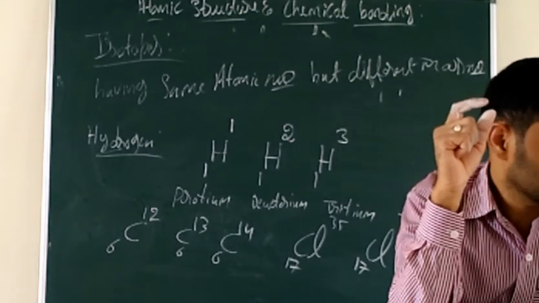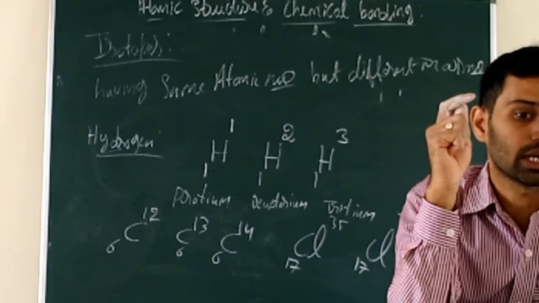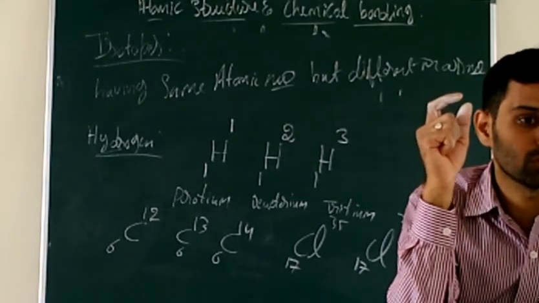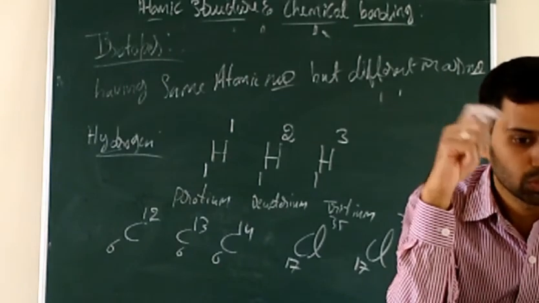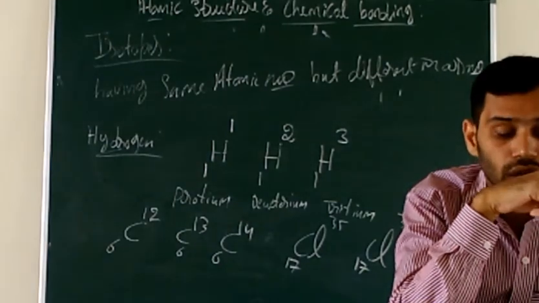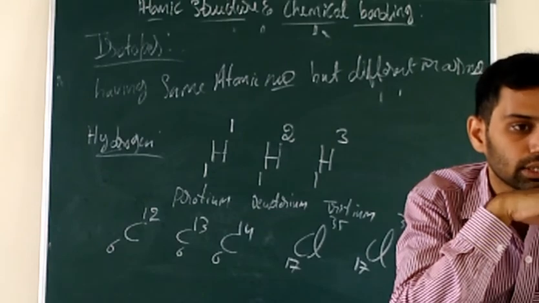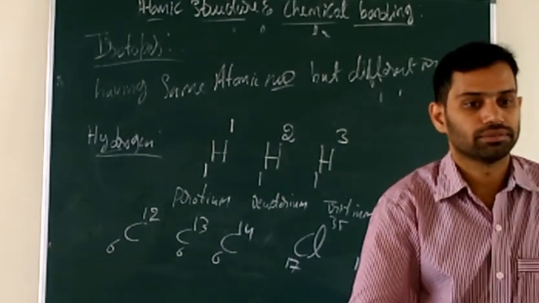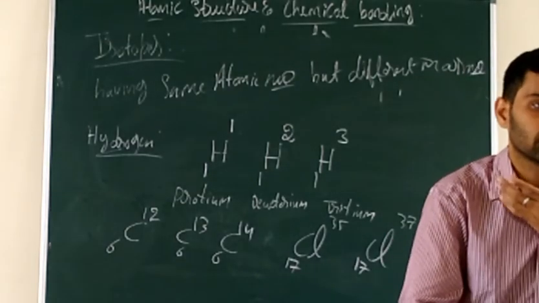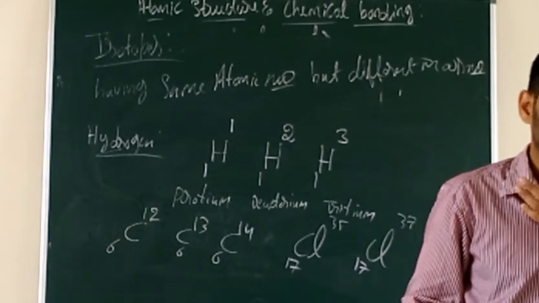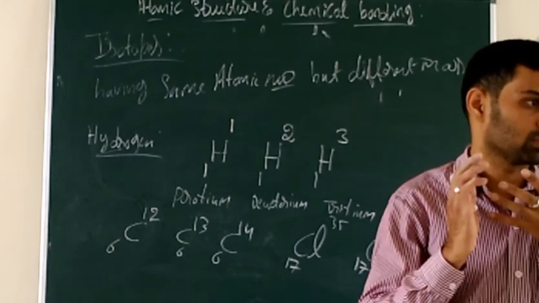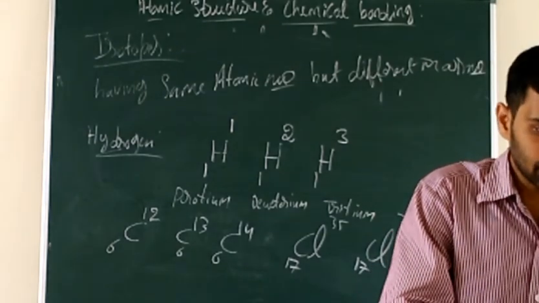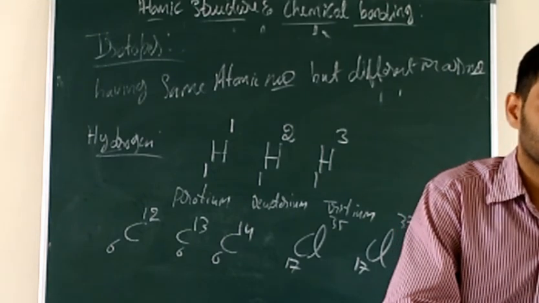Next, isotopes of uranium are used as fuel in nuclear reactors. And isotopes of iodine are used in the treatment of goiter. If something swells very big suddenly, there is a deficiency of iodine. For that treatment, isotopes of iodine are used.